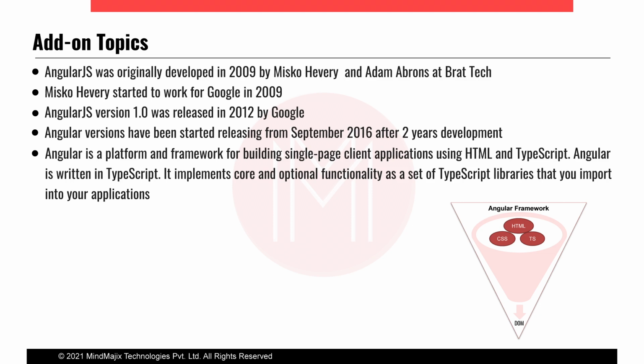After that, he joined Google. Through Google they released it in the market. Releasing is different; the idea and the history behind it are different. Whatever idea he had was implemented and released through Google in 2012. That was AngularJS initially. That is not Angular, that was AngularJS. After that, Angular versions started releasing from September 2016.